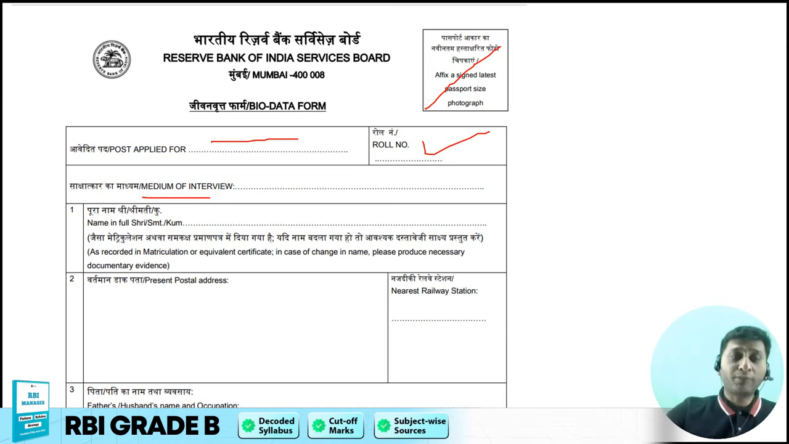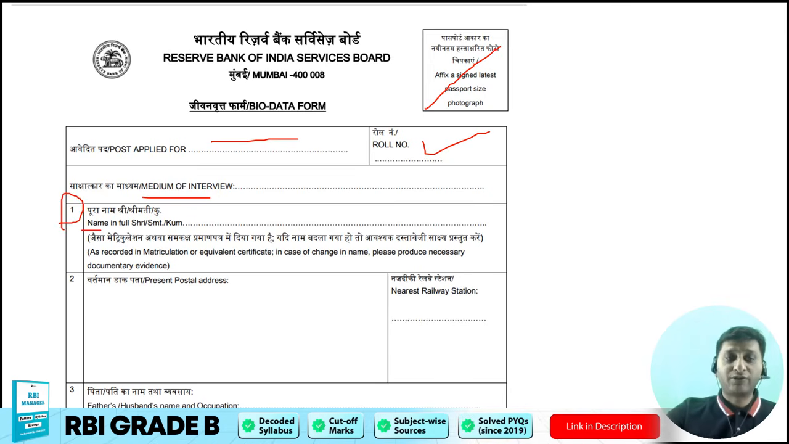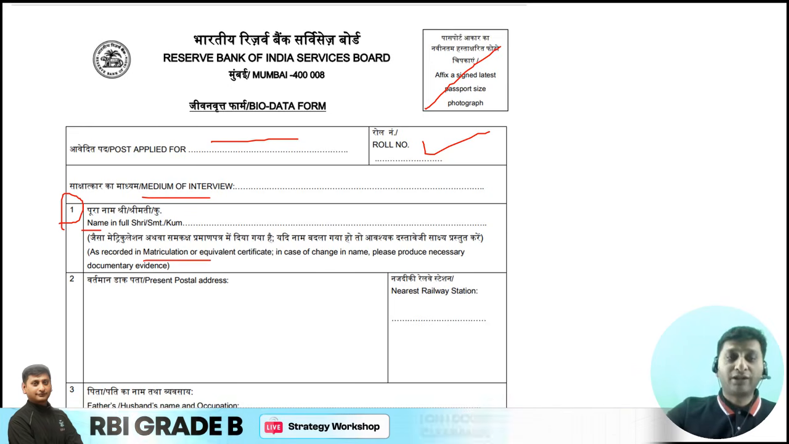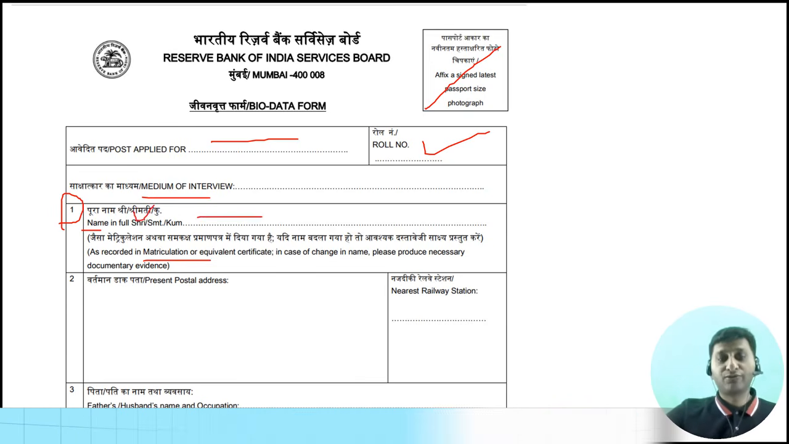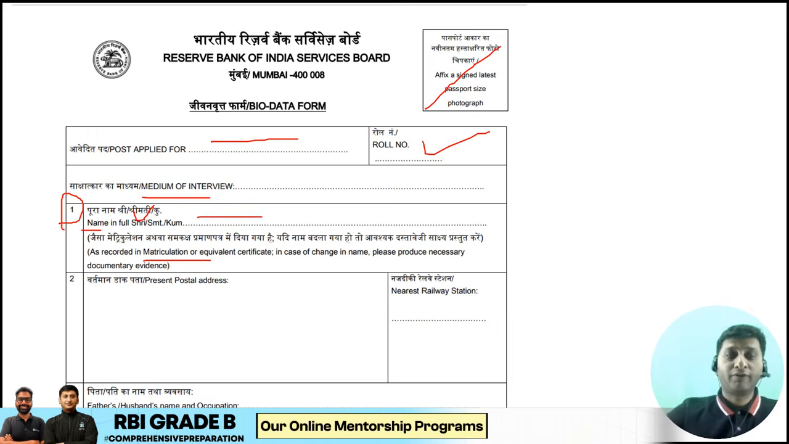Now regarding point number 1, here you have to write your name in full, right, as mentioned in the matriculation certificate, right? So you can either choose Shri or Shrimati. If you are Shri, then tick on Shri and write your full name here, otherwise choose Shrimati, right? Or you can even use Kumar or Kumari here.